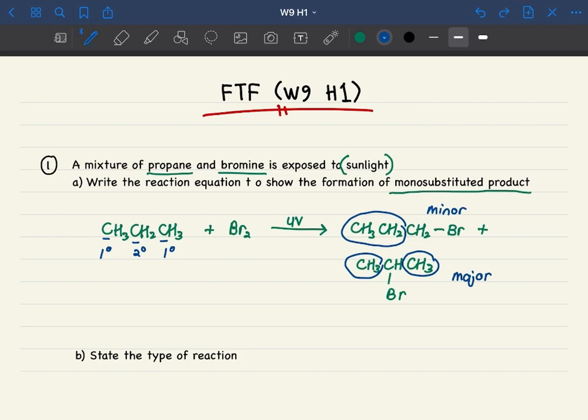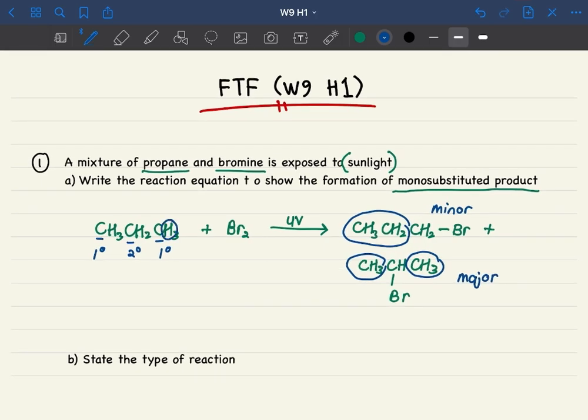Now we need to state the type of reaction. How do we determine the type of reaction for this particular reaction? Look at our reactants. We have alkane, which is a saturated hydrocarbon that has only single bonds. Once it reacts with Br2 in the presence of UV, we can see that one of the H is being swapped with the Br. So it indicates that we have a substitution reaction.